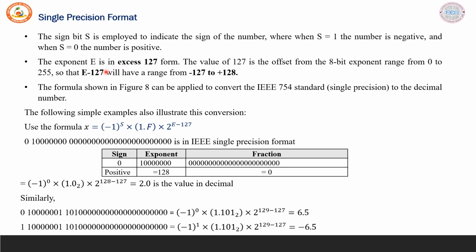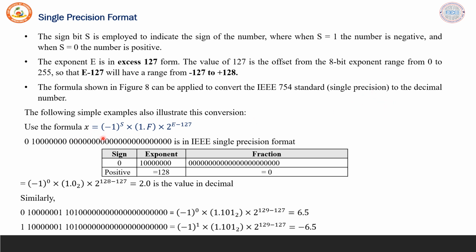The exponent is expressed in excess 127 form. The value 127 is an offset for the 8-bit exponent ranging from 0 to 255. Then e minus 127 will have a range between -127 and 128. This formula can be applied to convert an IEEE 754 standard single precision number to a decimal number.